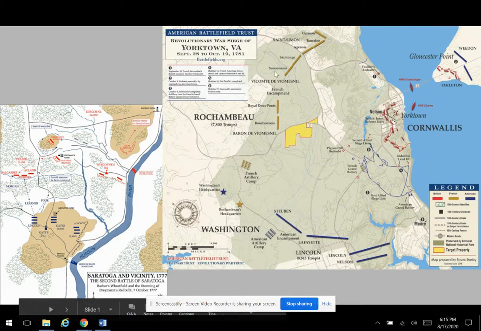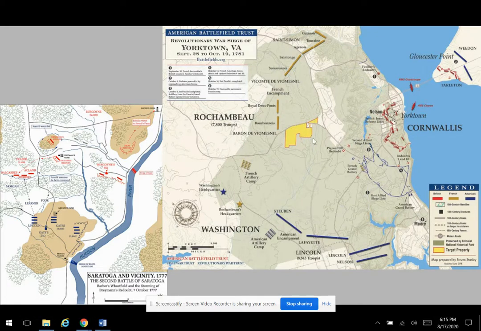And in this case, for this big colorful one, we're looking at the Revolutionary War siege of Yorktown, Virginia. That means that this map is a map of Yorktown, Virginia, and the siege that took place there during the American Revolution.